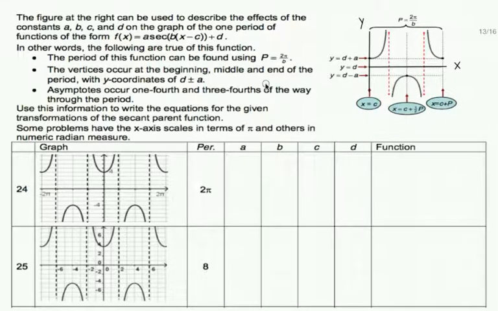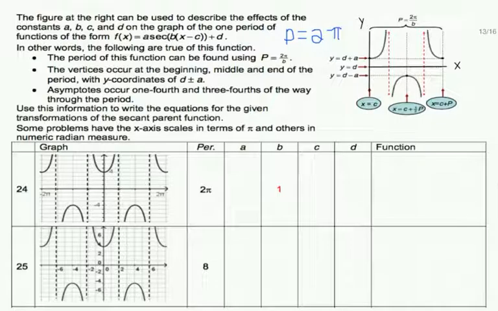So a couple things to note is a standard period length for your traditional, or your parent function, is just 2 pi. So if you have the same period length, like problem 24, then you have not stretched or compressed the graph horizontally, and your b value is just going to be 1.